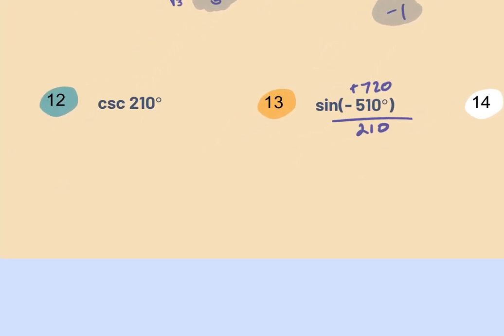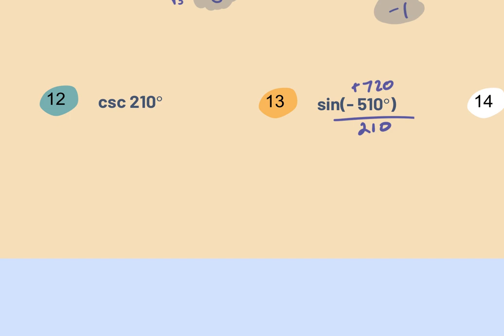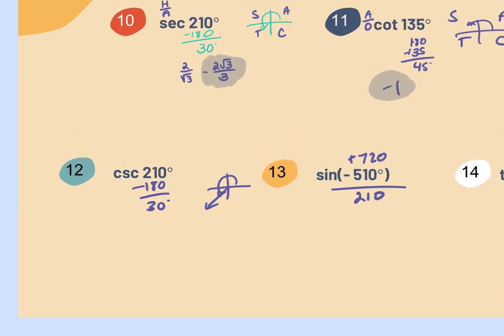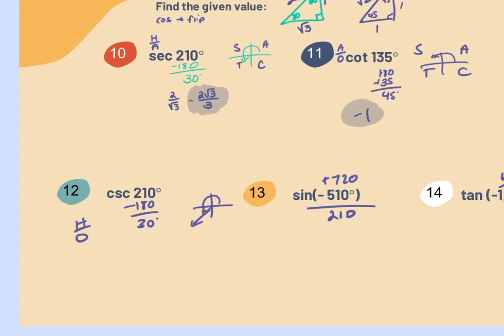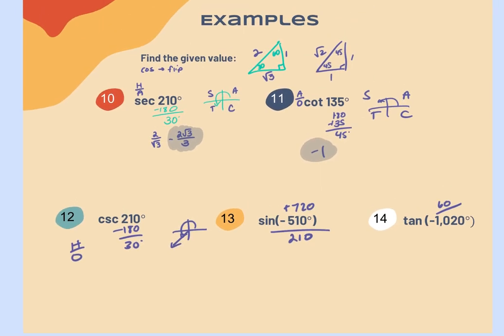All right, so 12, 210 is in what quadrant? Third quadrant. Reference angle there, I'd subtract 180. That's 30 degrees. Cosecant's the reciprocal of sine, so it'd be hypotenuse over opposite. In 30, opposite would be 1, hypotenuse would be 2. So 2 over 1. And then all students take calculus tells me it's negative.